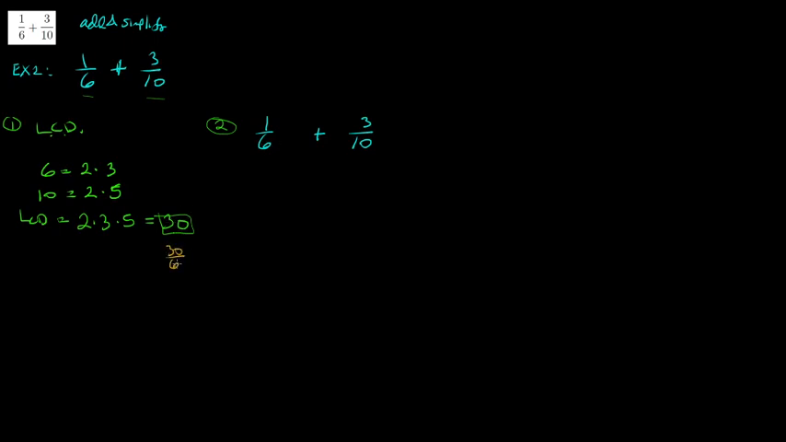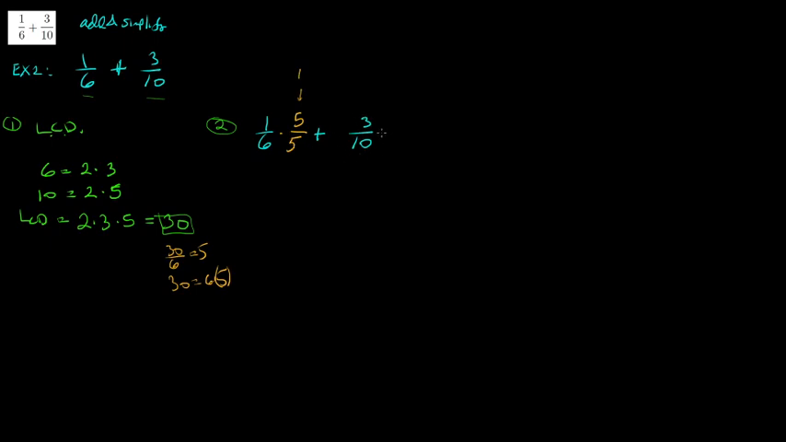6 times what equals 30? Well, 30 divided by 6 is 5. So 30 is really just 6 times 5. So that tells me I have to multiply the denominator by 5. But I also have to multiply the numerator by the same thing, right? Because I'm only allowed to multiply by 1 here. 5 divided by 5 is 1, right?